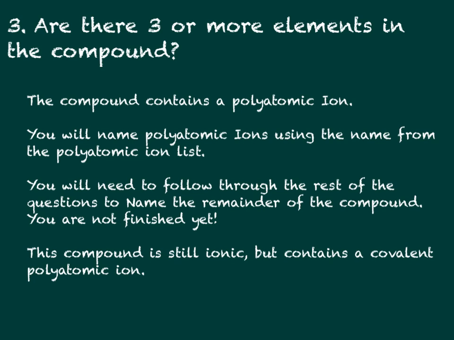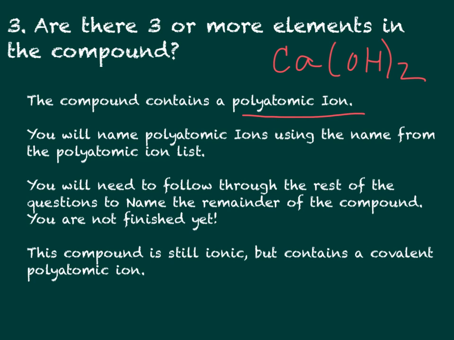So we've asked, does the compound start with the element hydrogen? That was our first question. Our second question was, are there 2 elements and are they both nonmetals? So now we come to our third question. Are there 3 or more elements in the compound? So for example, do we have something like CaOH2, which is made up of 3 elements, calcium, oxygen, and hydrogen? If you have 3 or more elements in the compound, then that compound contains a polyatomic ion.